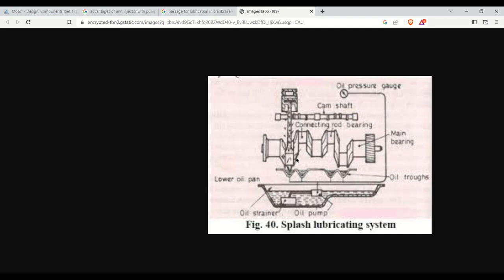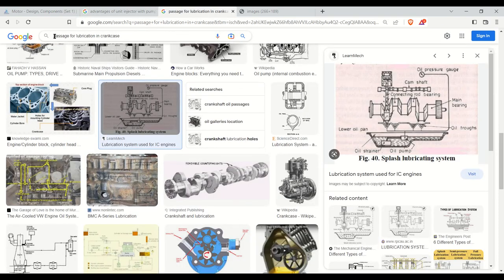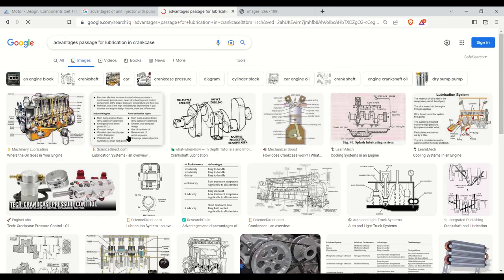After lubricating the main bearing, it goes to the upper portion, and sometimes it also cools. It goes to the crosshead and lubricates over there, as well as the connecting rod bearing and top end bearing. Let's see what the advantages of it are. The advantage is that no separate pipelines are required for it.